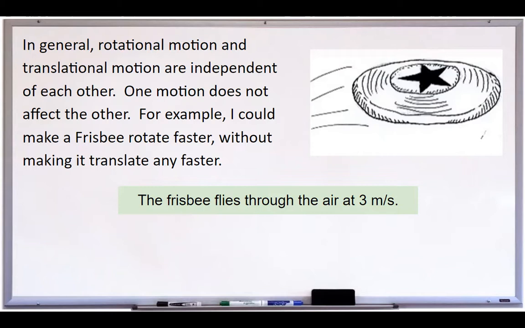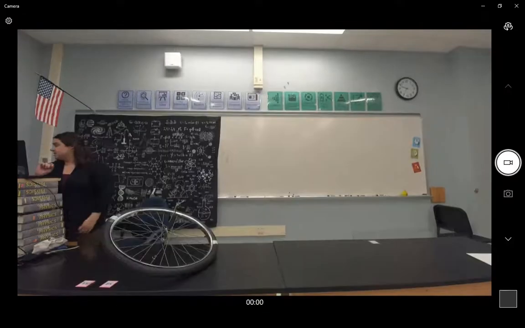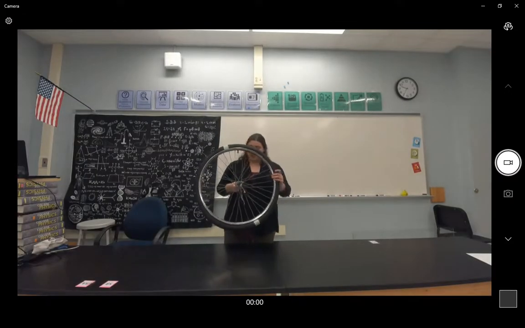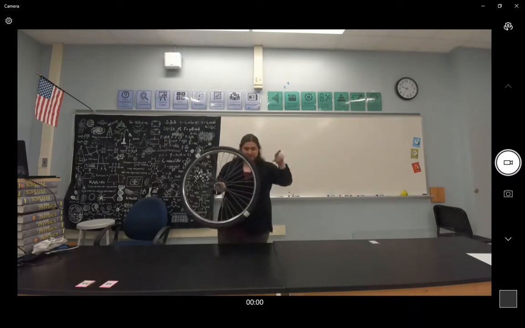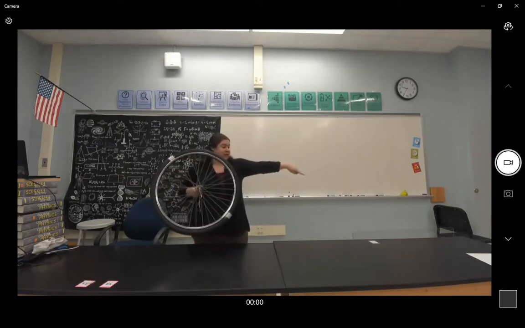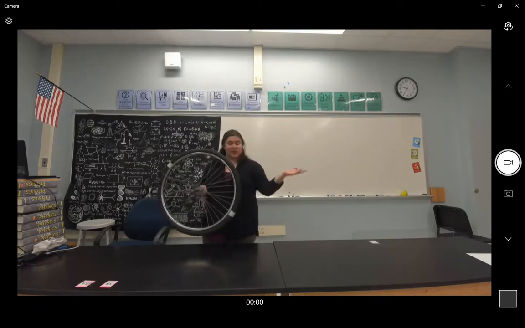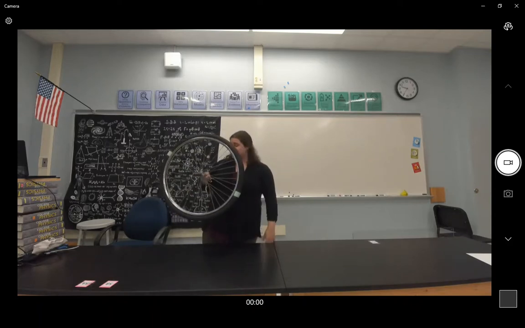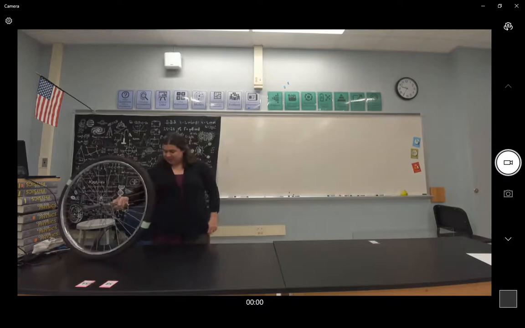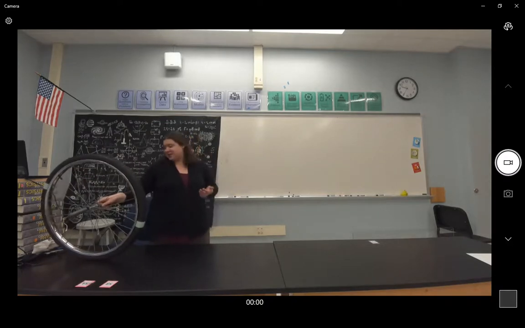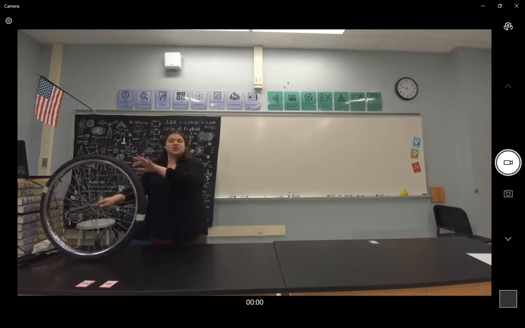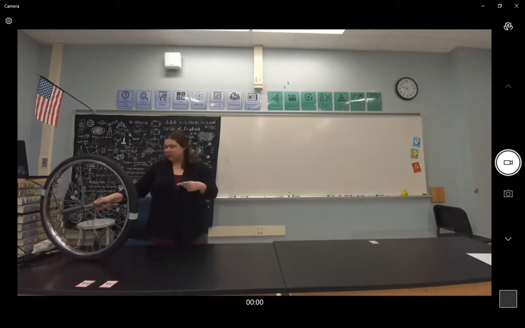There is one situation where these two motions are going to be connected, and we can use one to predict the other. So there is one situation where this wheel, if I cause it to rotate faster, spinning, is automatically going to translate faster, move horizontally. And the only subtle change that I have to make to this wheel is put it on a surface. Instead of having it just spinning in the air, I need this object to roll, to have a rolling motion.